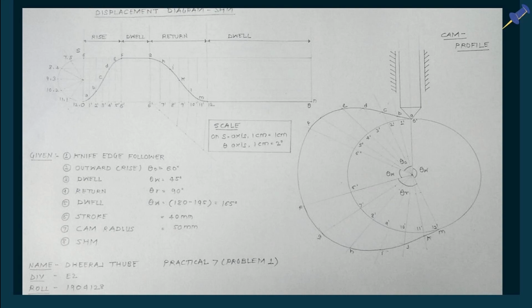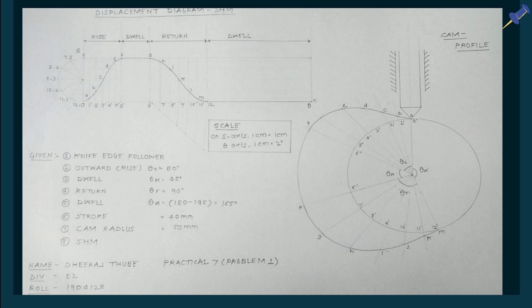Now take the projection of that inclined line on the x-axis. Then the next step: this diagram is of simple harmonic motion. So by taking the midpoint of this stroke, we have to draw one semicircle. That is our semi-harmonic circle of radius 2 centimeter. Then divide this semi-harmonic circle into 6 equal parts. So 180 by 6, each part is equal to 30 degrees, and name those parts from the bottom to top as 1, 2, 3, 4, 5, 6.